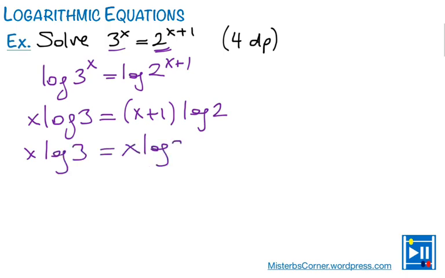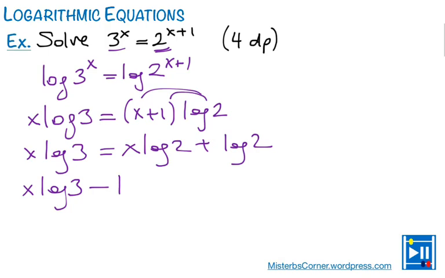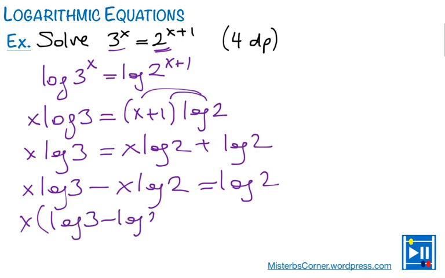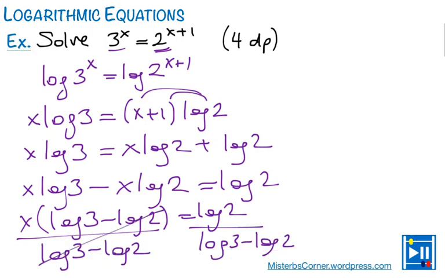Then on the right hand side I can write x log 2 plus log 2. I can just expand the brackets. And then I will be collecting the terms with x on one side. So it's going to be x log 3 minus x log 2 equals log 2, right? Then you have x brackets log 3 minus log 2 equals log 2. And now you divide both sides by log 3 minus log 2 to end up with the x expression.